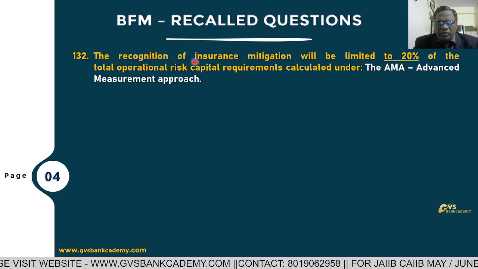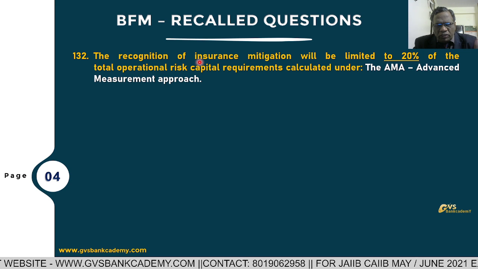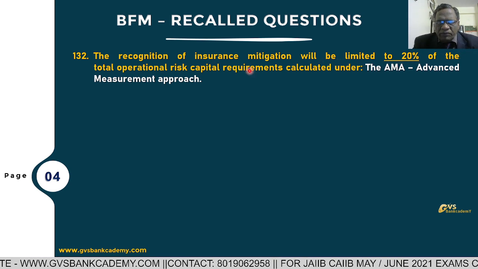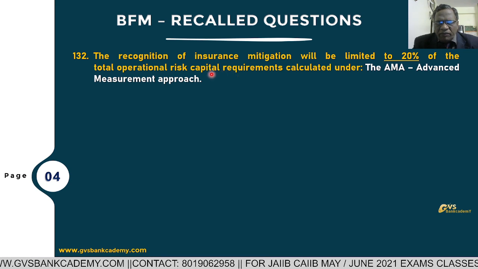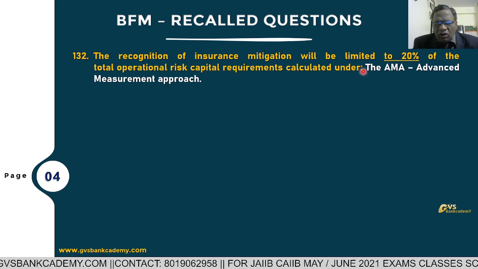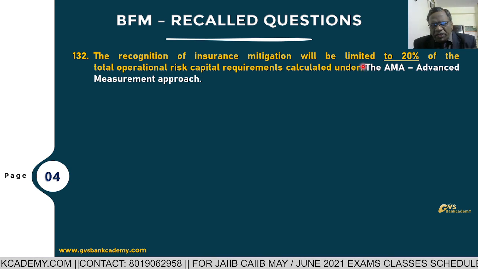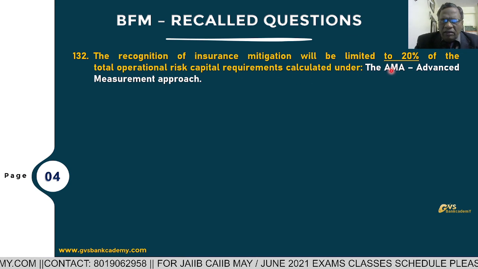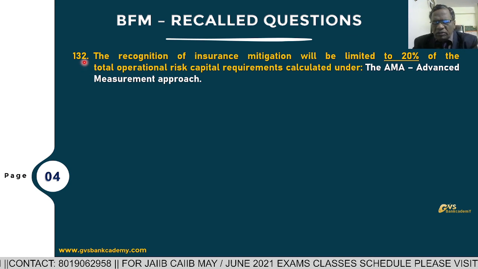The recognition of insurance, by taking an insurance product or insurance policy, will be limited to 20% of the total operational risk. Whatever the capital requirement for operational risk is, out of that, 20% we can mitigate by purchasing an insurance product under the advanced measurement approach. This is question number 132.